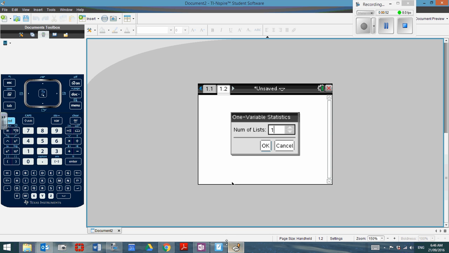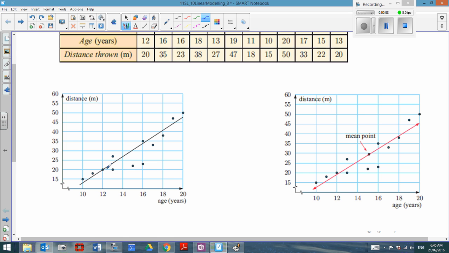If we want to actually look at this data and try to figure out where is the average, or can I actually draw a trend line that will represent this data as shown here. So first thing we want to do is actually find the average of the age and also the average of the distance that's thrown, and that way we can have a mean point that we can then base our line on, because we want to have a line where about half the points are above it, half the points are below it, and it winds up representing our data really well.